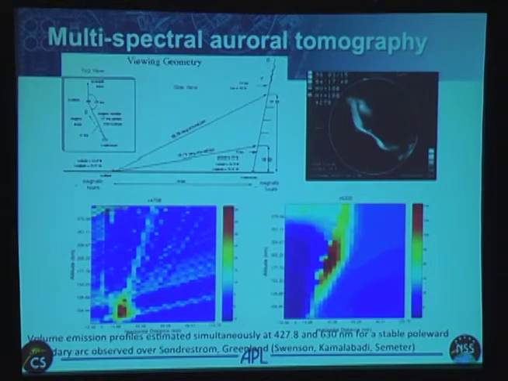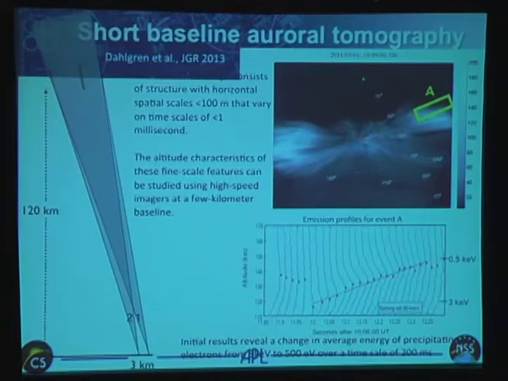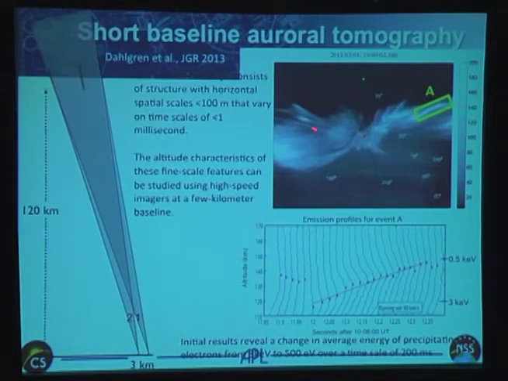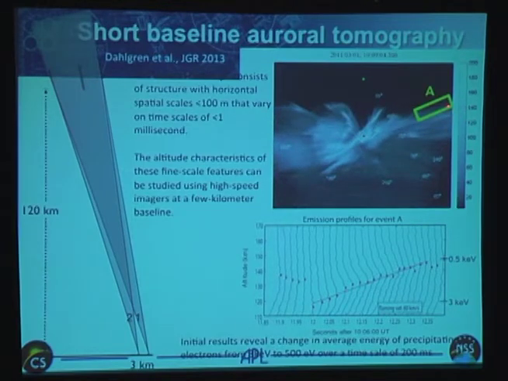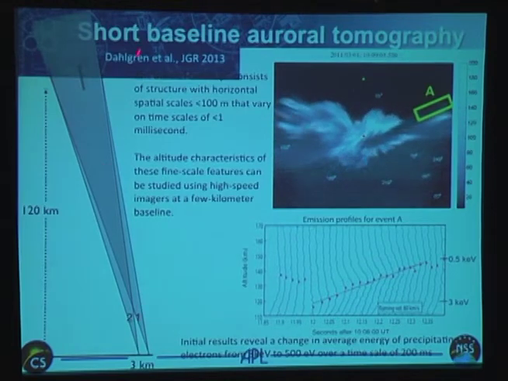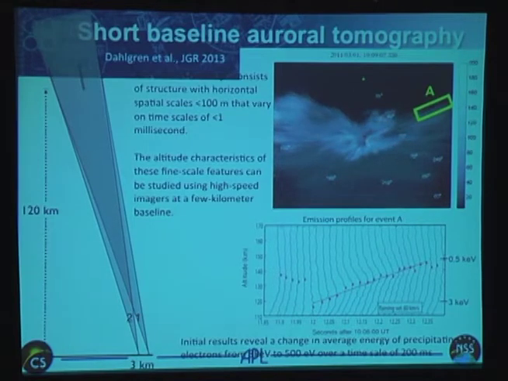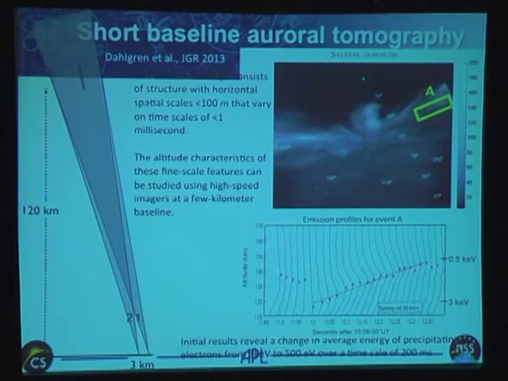Now, something very recently that Josh Semeter gave me. This is a 50 times a second camera, and you're seeing this auroral breakup. And if you look at this region over here, this is near Poker, they put two cameras out, only 3 kilometers apart, because what they need to do is image structures that are only 100 meters wide and who will evolve on the timescales of a millisecond. And they are able to do that using new and different types of tomography methods that optimize for this problem.